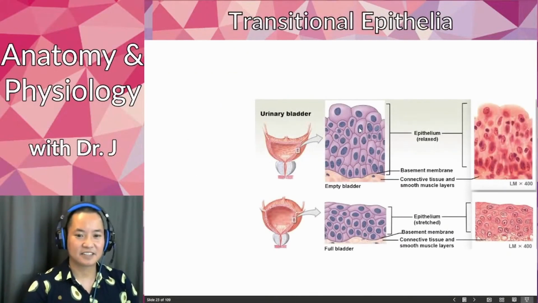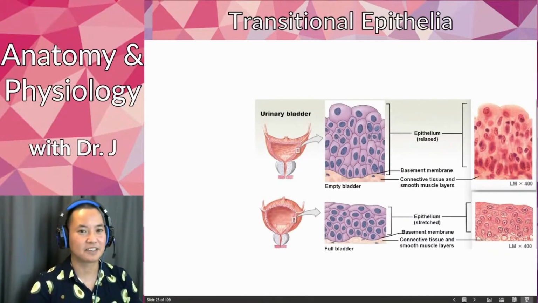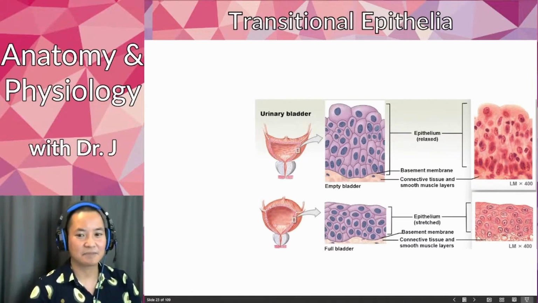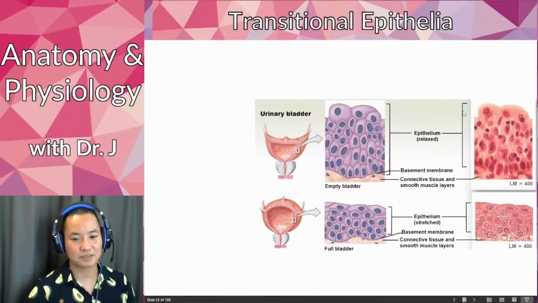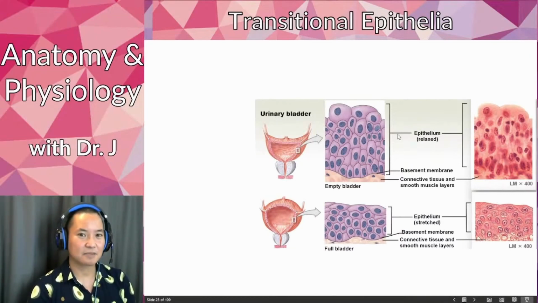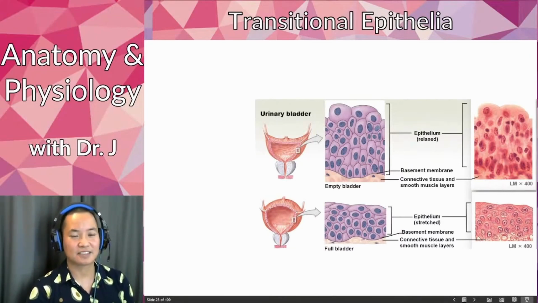Now, this is an exception. So transitional epithelia, I want you to think not just a layer, but a stretchy layer. And you find transitional epithelia in your urinary system. We cover the urinary system more in detail later on in PHYL 142, but at this point, you should know this is where you tend to find them. So this is why your bladder is able to contract and expand.